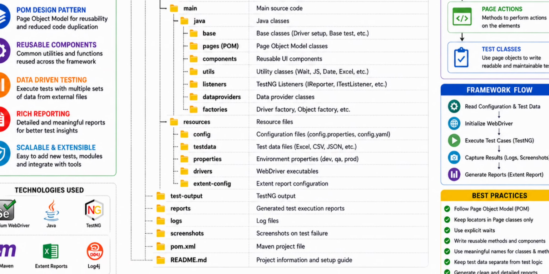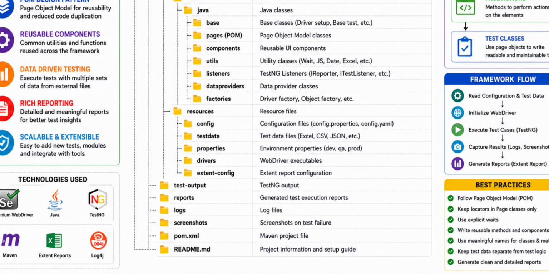And then in the main folder we'll have the resources folder. Under resources we'll have many subfolders. All the resource related files will go inside this resources folder. Initially, inside the config folder we'll have the configuration files for managing the URLs, environment, or whatever it may be. In the test data folder we'll have the test data specific files.